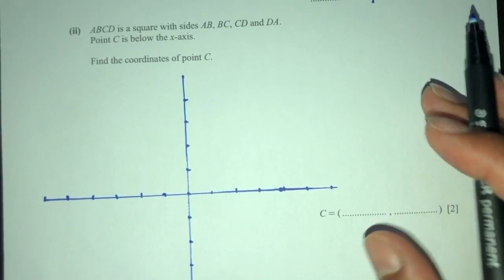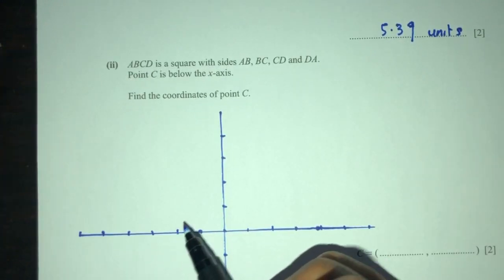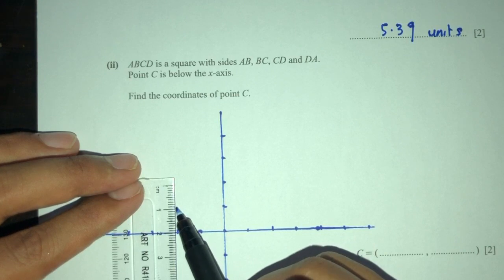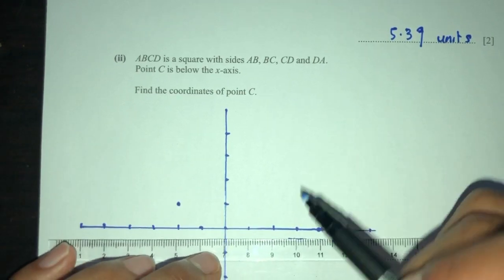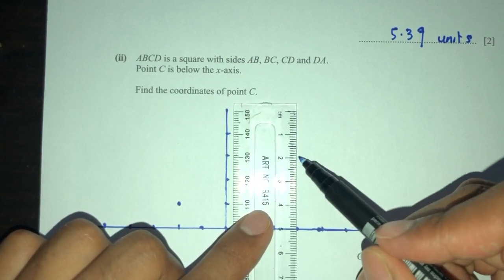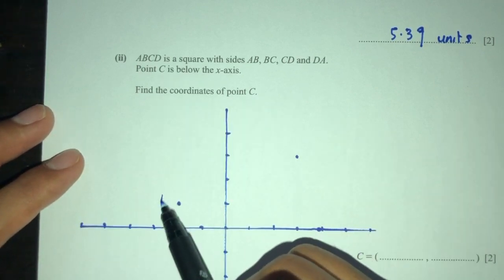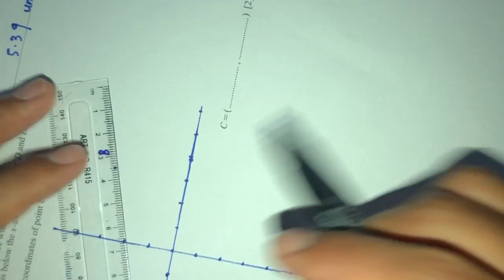The first one that I have is the point A, which is minus 2, 1. So minus 2 is right here, 1 to be here. And the point B is 3, 3. So 1, 2, 3, and 1, 2, 3. So here we go, A and B. Let's join those two by a straight line.